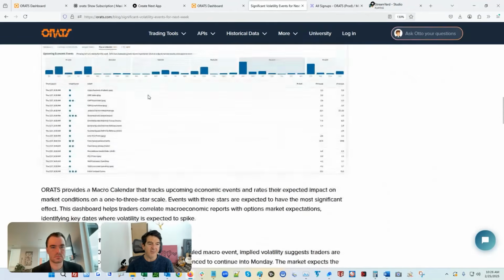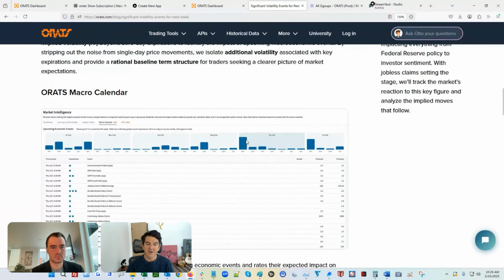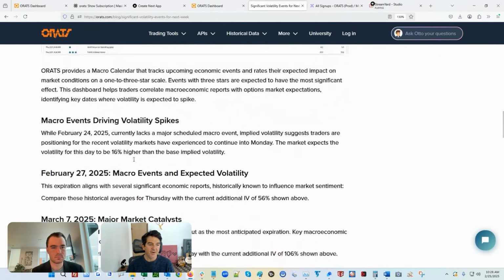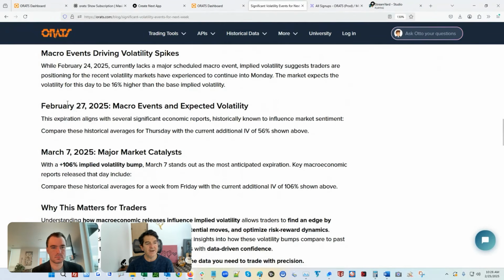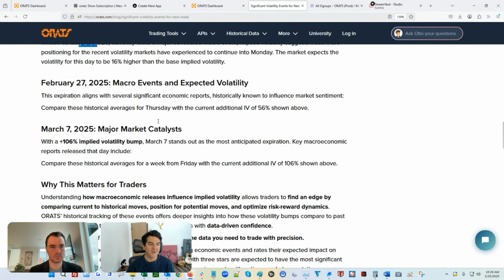And so what we've done, by the way, this is our calendar. It's kind of cool to see this graphically at what time it comes out. This is in the ORATS dashboard. But what we're saying is, over the weekend, we said February 27th has a high implied volatility. And that's because we thought that there are several significant things coming that day. There wasn't really anything on the 24th. That was yesterday. That was just a continuation of market volatility.